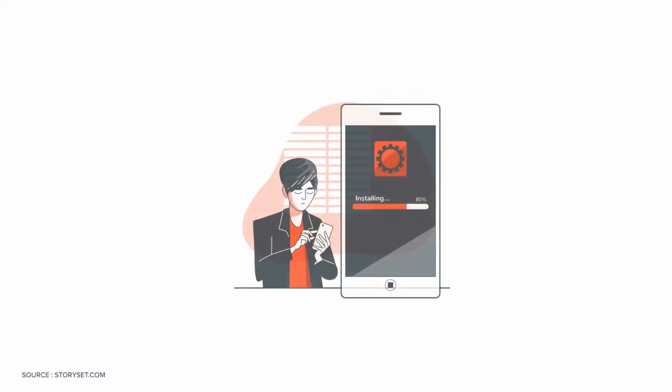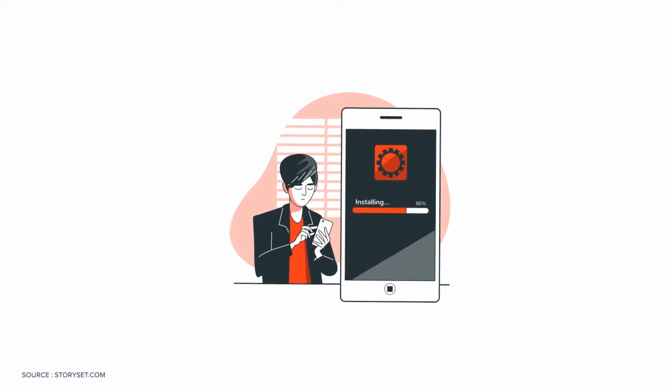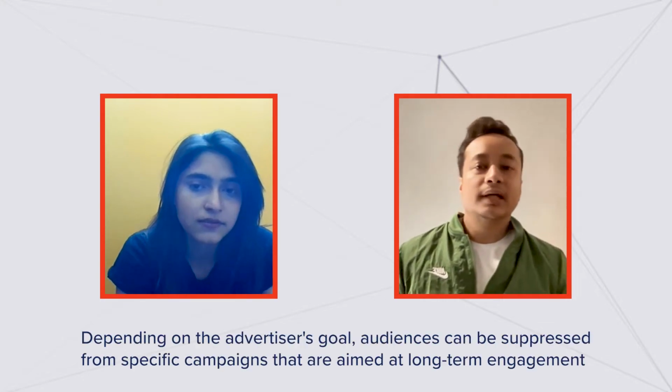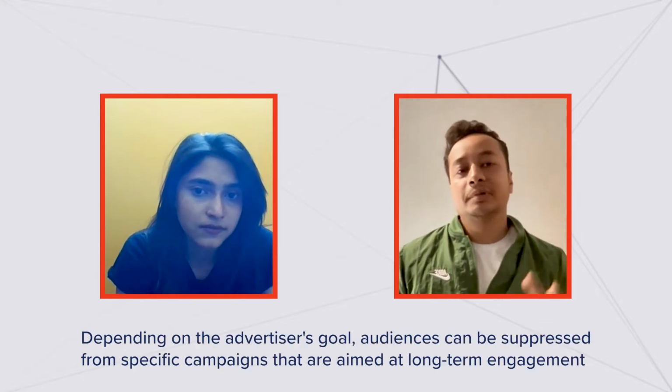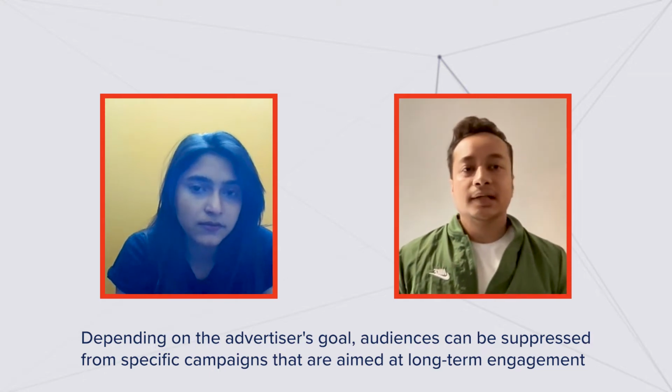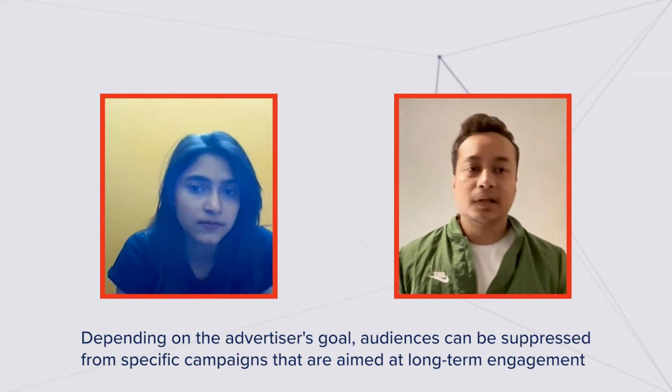Or the second kind could be, let's say, people who will install the app and are likely to uninstall it in the near future, right? Again, in that case, depending on the advertiser's goals, they may want to choose to suppress such audiences from certain campaigns that are aimed at longer term engagement, right? Got it. So, suppression is another way MiFo can be used, right?